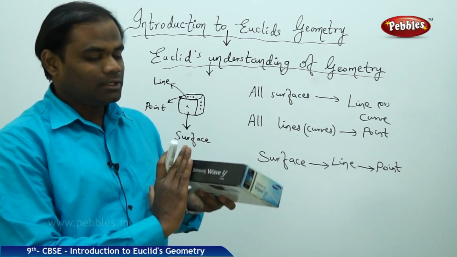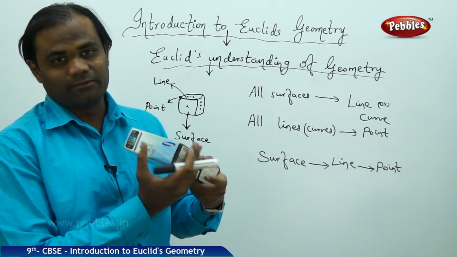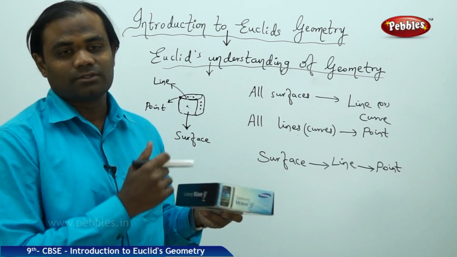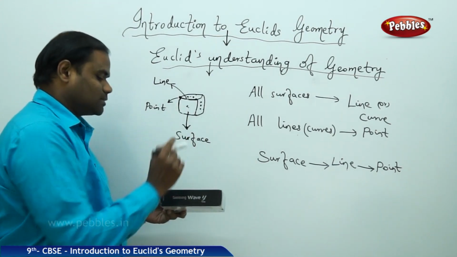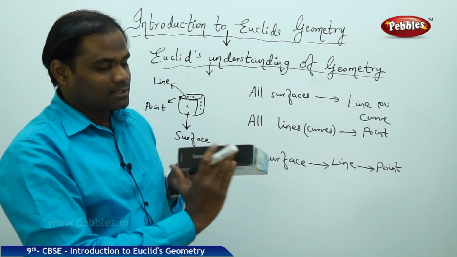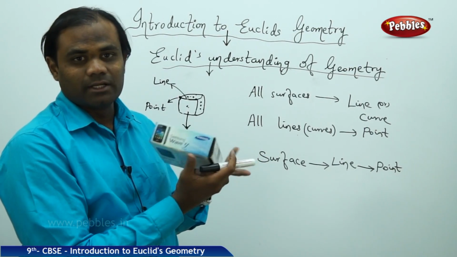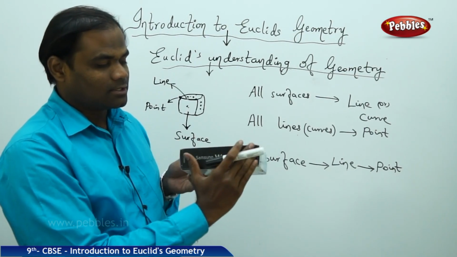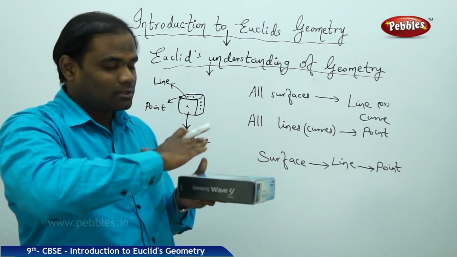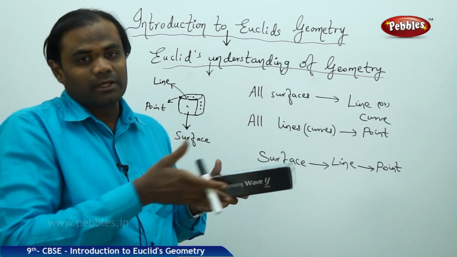So in this, each of the faces is called a surface according to Euclid's geometry, as I refer to the surface. Now as I see that every surface is in its own space, that means this surface cannot be in this space, or this surface cannot be in this space.